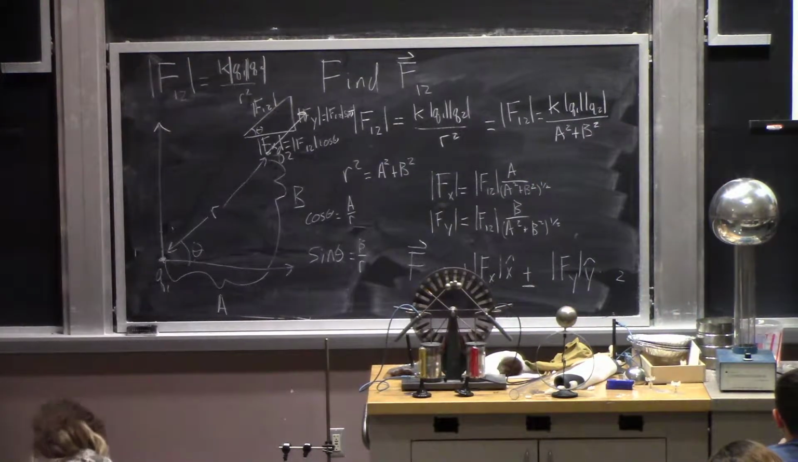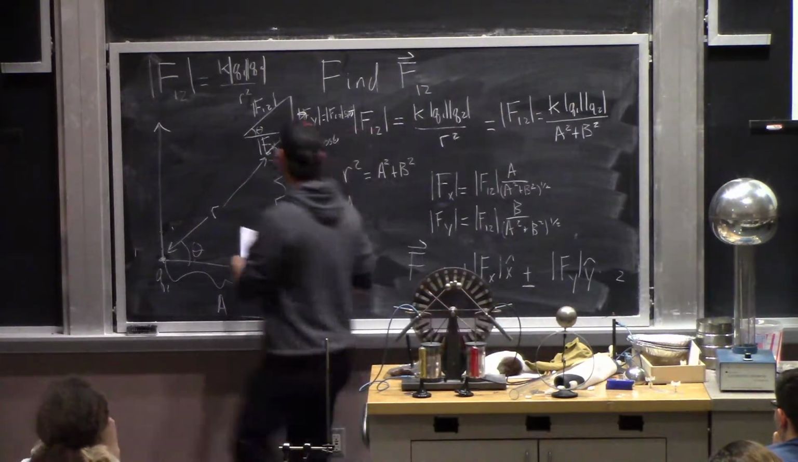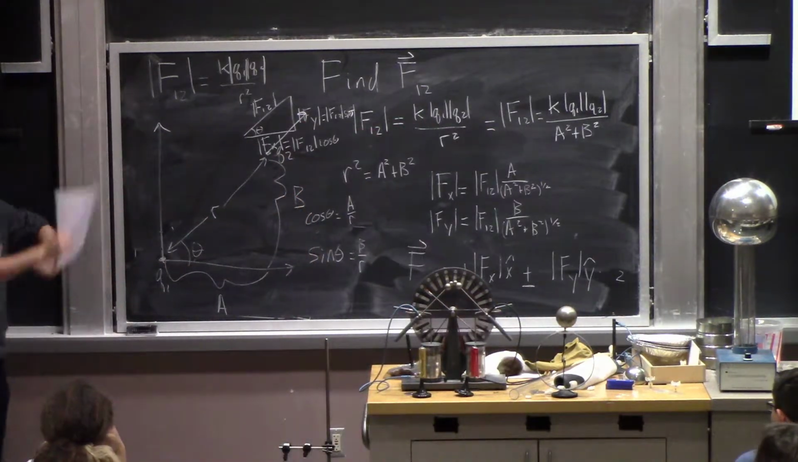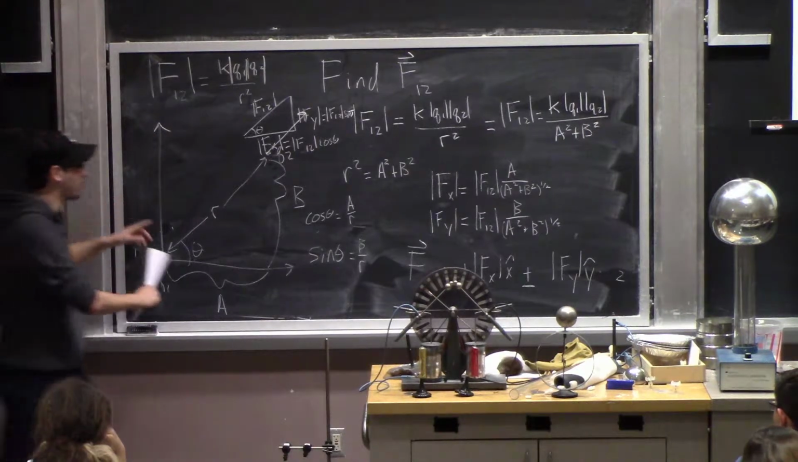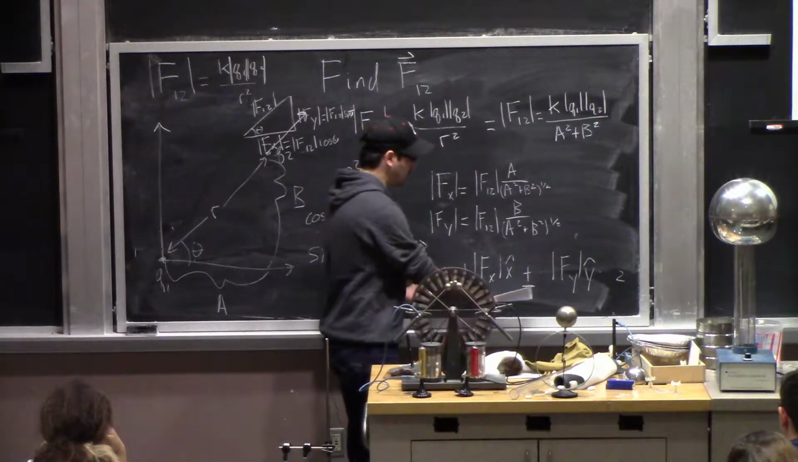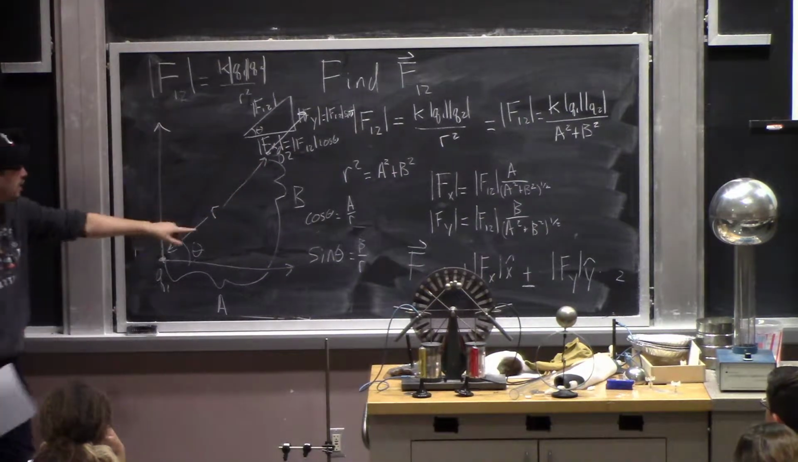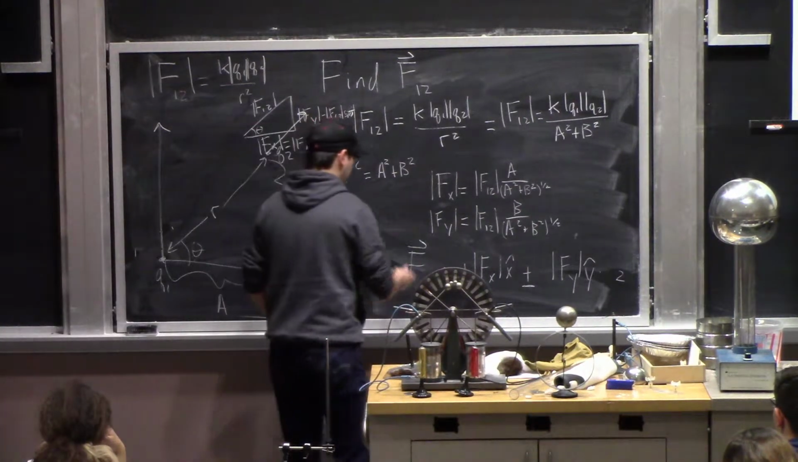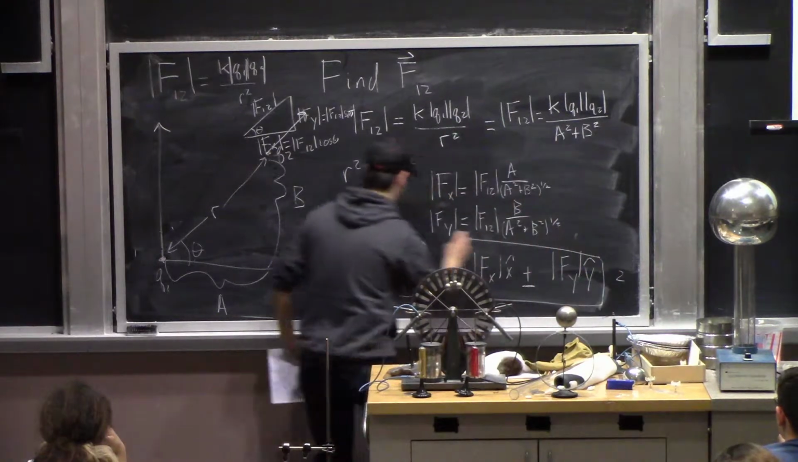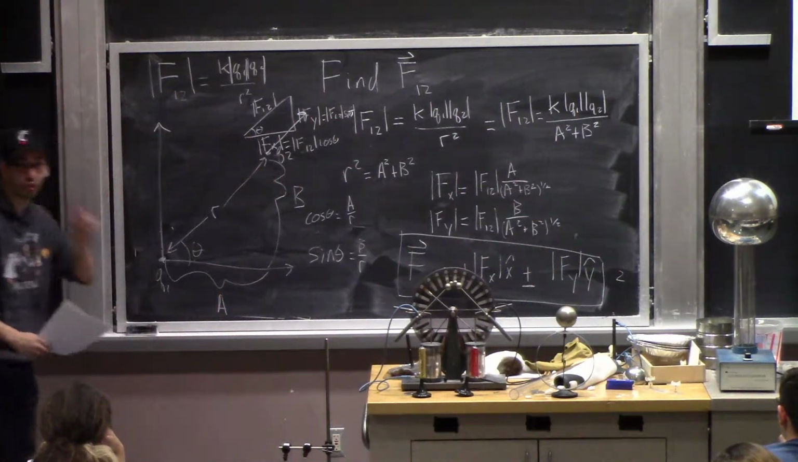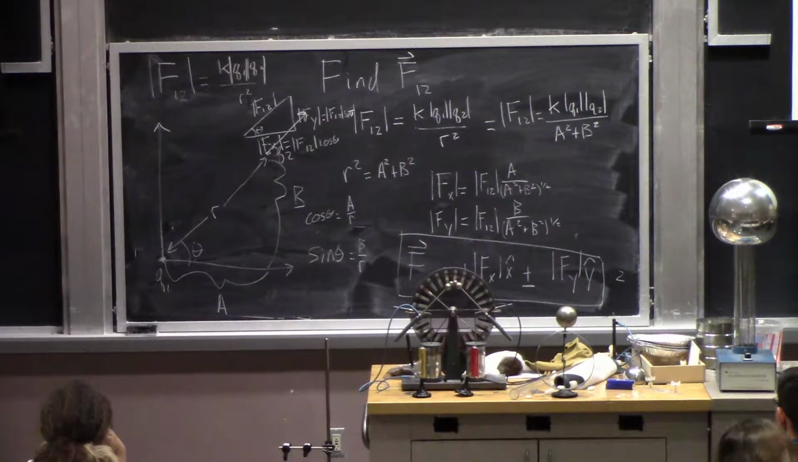So in determining this plus or minus, you need to ask yourself, are these charges the same or are they different? If they're different, these things are going to attract each other. If they're the same, they're going to repel each other. And the answer that you get in this last equation needs to reflect that. Okay? So this is the first method. Any questions?